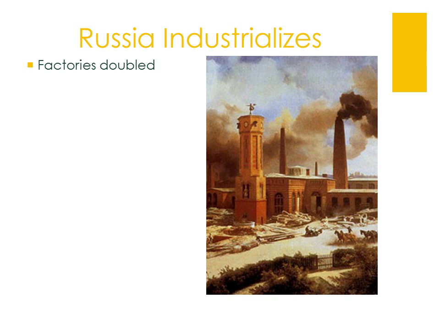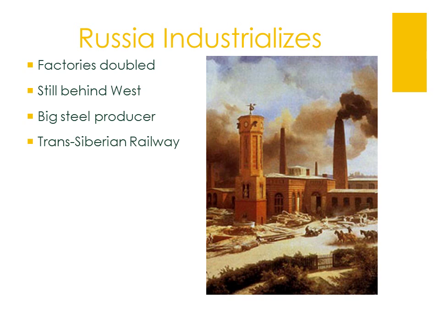So Russia's going to start industrializing. Remember, this is a good amount of time, almost 100 years probably, behind the rest of the world, or at least our other major world powers. But the factories are going to double. They're going to both double in size and double in number. But they're still behind the West. They're still going to be decades behind Great Britain, France, the United States. They are one of the big steel producers in the world, one of the biggest even. Part of the reason why they are such big steel producers is because they have a need for it. They need to create the Trans-Siberian Railway, which is going to be the world's longest rail line ever.